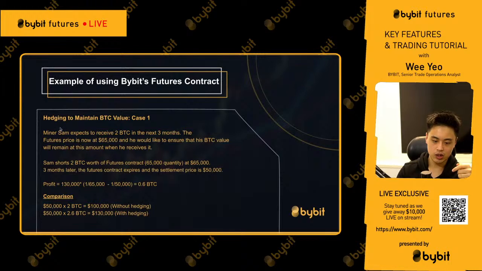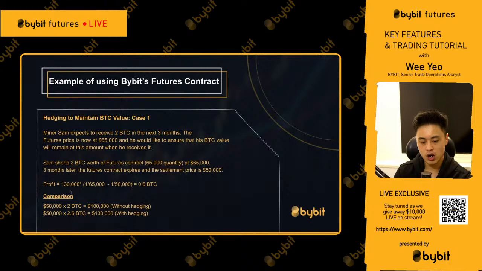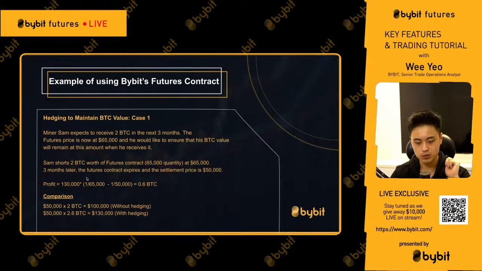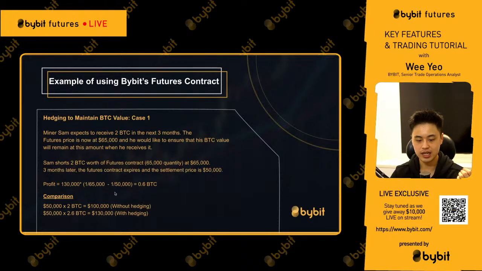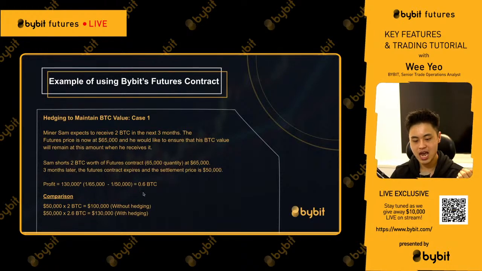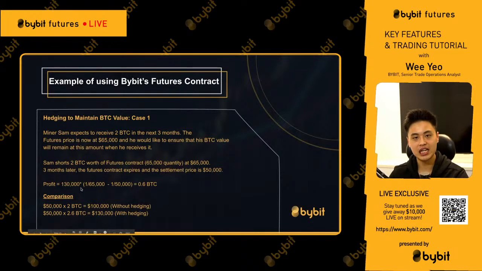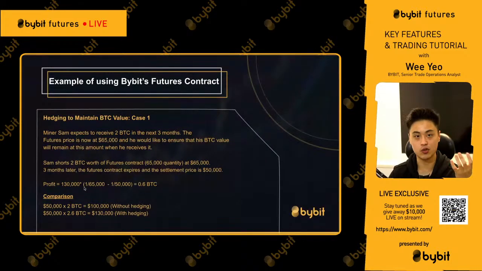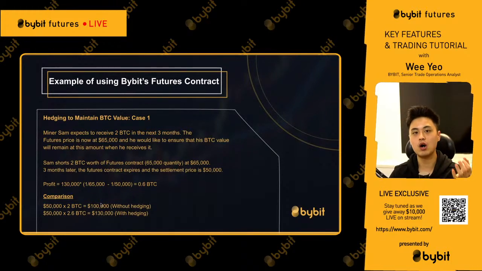We can see the profit here, the simple profit calculation for this futures trade. 130,000 quantity is because 65,000 is for 1 BTC, and since he entered 2 BTC, he needs to times 2. Then a simple P&L calculation, which is taking your entry minus your exit, gives you this value of 0.6. Now a comparison of what happened if he did not enter this short future versus if he entered the short future. 50,000 times 2 BTC will be around 100,000 in value.